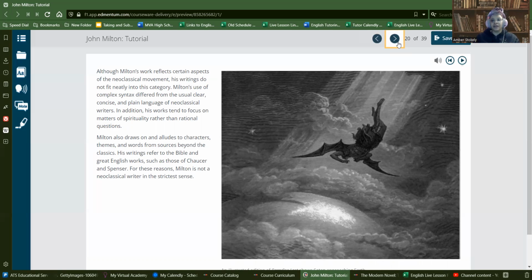And also he focused on a lot of spirituality because of his Puritan influence and Protestant influence, instead of asking rational questions. He was a deeply religious person. So even though he had influence from the neoclassicism movement, he wasn't completely there in so far as his work goes. And lastly, the thing that makes him a little different is that he does draw from Roman and Greek sources, but he also references the Bible and other great English works.